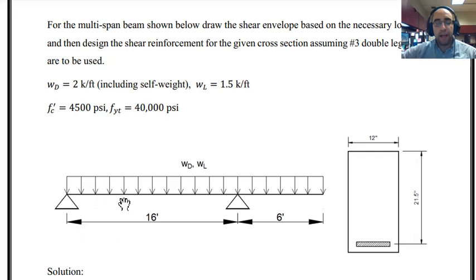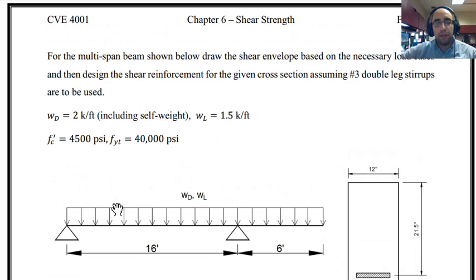As you can see, we have a two-span beam. The left span is 16 feet, and as you can see, this is the left segment, and then the right span is 6 feet, and the loading is also shown. We have uniformly distributed dead and live load on this beam.